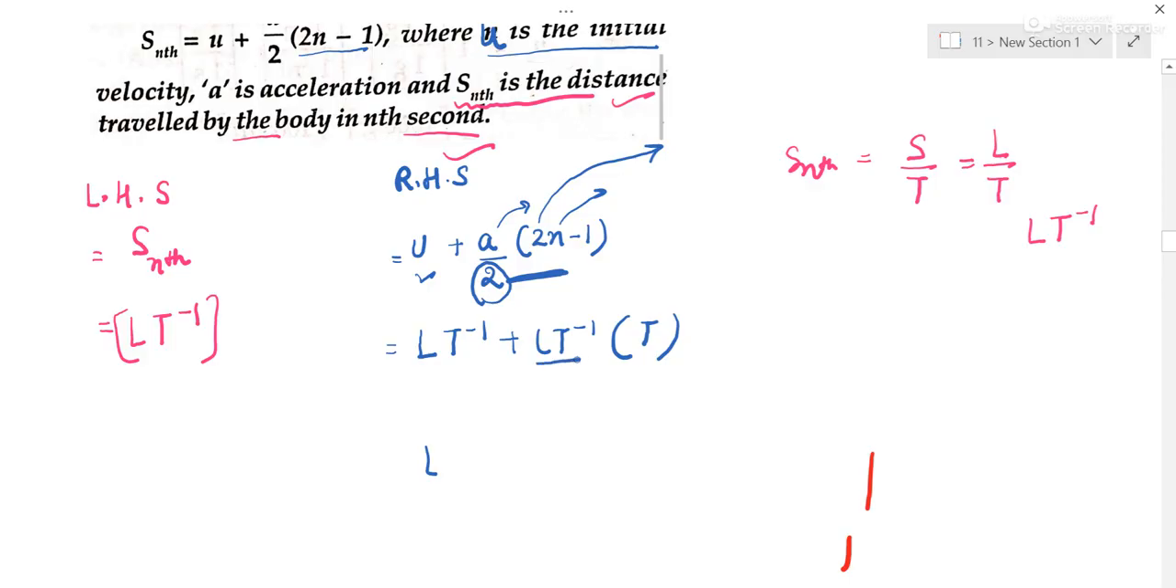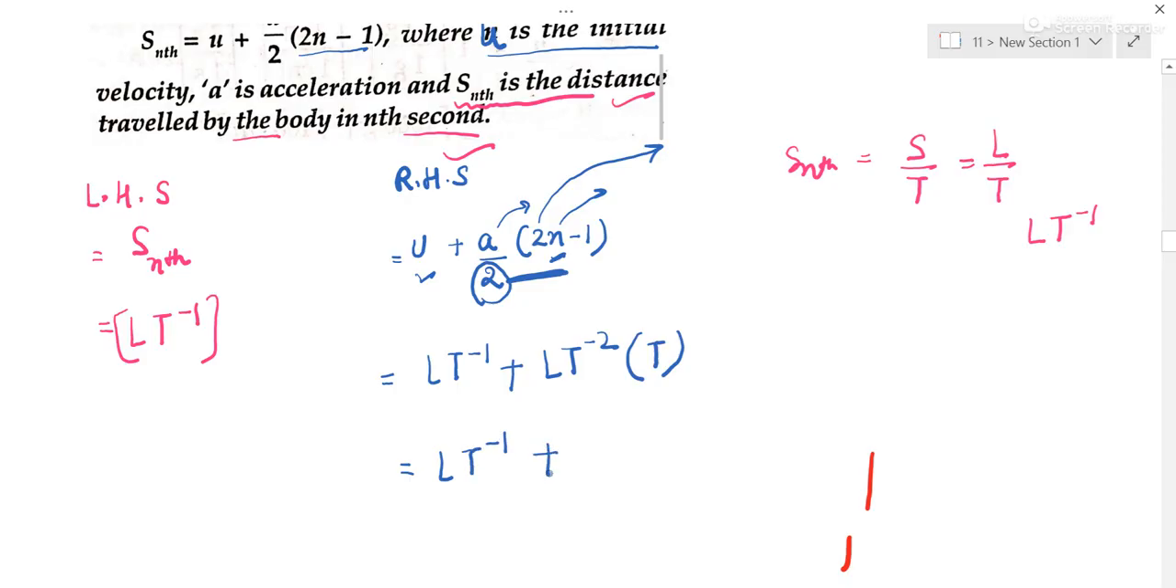See, I have written it for velocity by time. This is velocity. Let us see this step once again. U is initial velocity. So it is LT minus 1. A is acceleration. And this is time. Add up the powers.